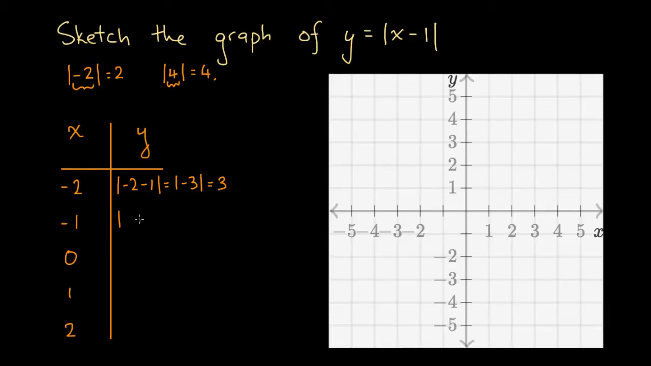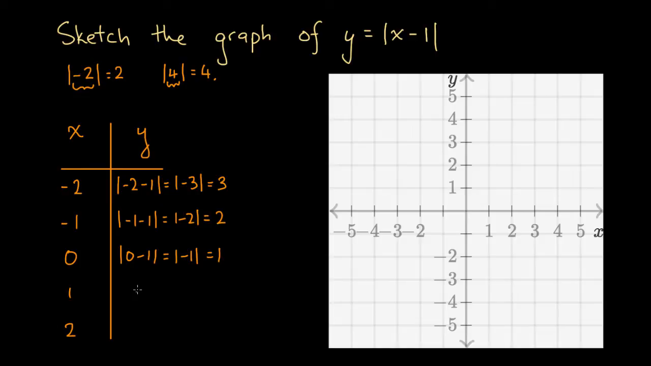Let's have a look at the next one. At x equals minus 1, we replace x with minus 1, so we get minus 1 minus 1, which is minus 2. The absolute value of minus 2 is 2, because the magnitude of minus 2 is 2. What about x equals 0? At x equals 0, we have the absolute value of 0 minus 1. This is just the absolute value of minus 1, and this is just 1.